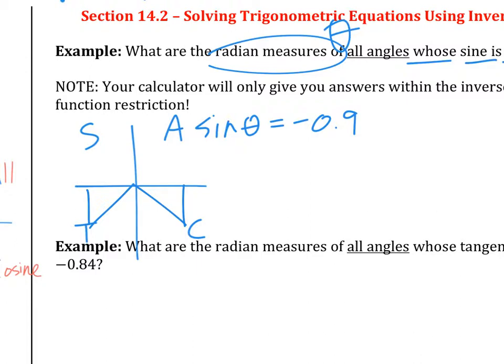All right, what are those angles? Well, first of all, we have to read the question very carefully. It says radian. So that means make sure your calculator is in radian mode. First change your calculator to radian mode. Make sure that you're not in degrees or else your answer is all wrong. Okay, radian mode first.